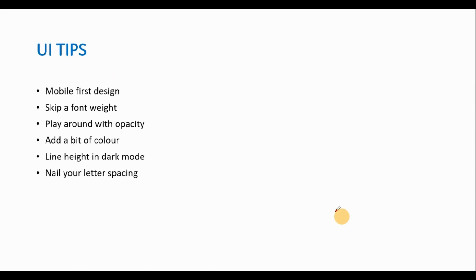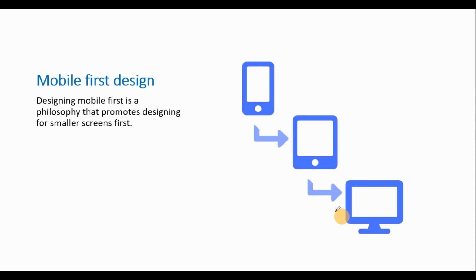So on the next, we have the UI tips. The UI tips I'll be talking about are: mobile first design, skip a font weight, play around with opacity, add a bit of color, line height in dark mode, and nail your letter spacing. So the first one is mobile first design.